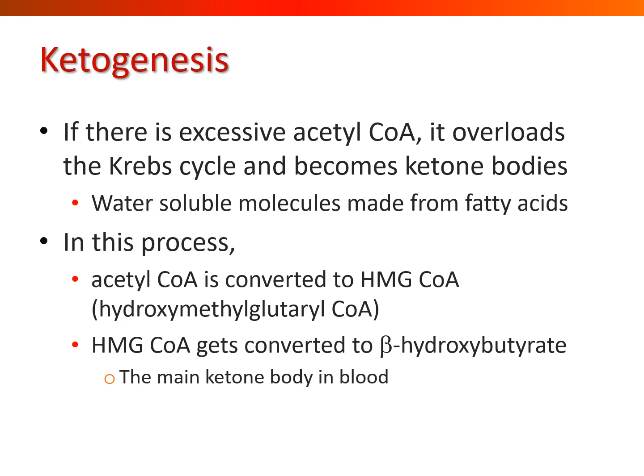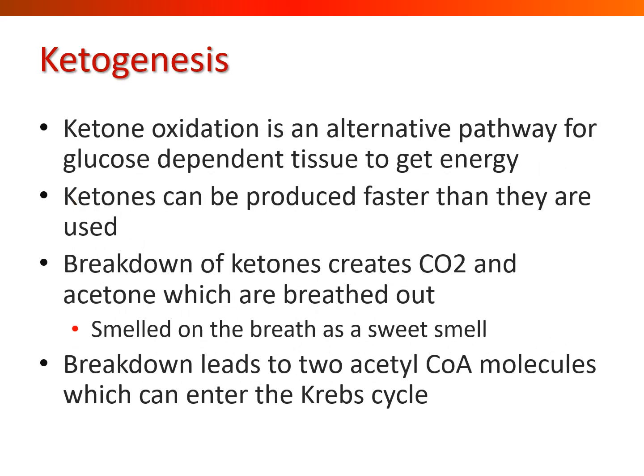So this is just giving you some of the details that if we overload the Krebs cycle with acetyl CoA because we metabolized a bunch of fat, we're going to make ketone bodies out of it. That's what this slide is telling you. Now, metabolizing ketones is an alternative pathway for glucose-dependent tissue to get energy.